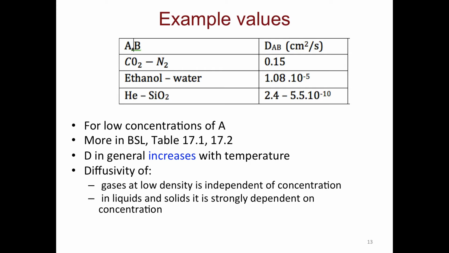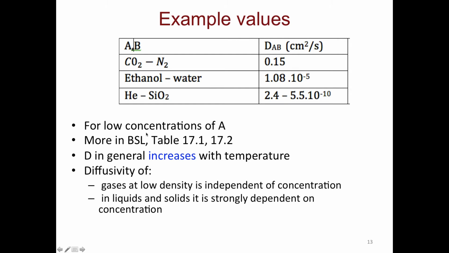Now, just some examples. If I have gas diffusing in gas, like CO2 and nitrogen, then your DAB will be 0.15 centimeters squared per second. Ethanol in water is something five, actually six, orders of magnitude smaller. If you look at silica and helium, the example I started with in my silica slab, then you have another five to six orders. So it's easiest for gases to interdiffuse; the moment I'm in liquids or solids, I'm slowing down considerably. Again, if you want more examples, you can look at the tables in chapter 17.